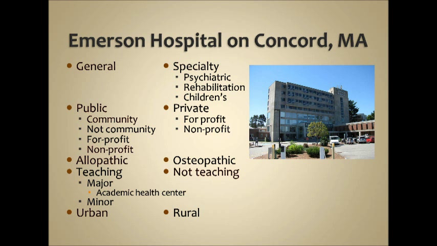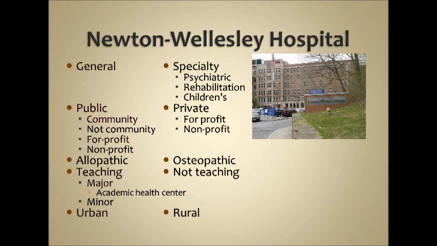Let's start with Emerson Hospital in Concord, Mass. What kind of hospital is that? Let's look at the slide. First, it's a general hospital. It's not a specialty hospital. It doesn't specialize in psychiatric or rehab or children's. Next, it's a public hospital. It's community. It's also nonprofit. For all these hospitals, I went to their webpage, and that's what I learned about what they were. It's an allopathic hospital. This is likely because there aren't many osteopathic ones. It's not a teaching hospital, and it's urban. It's considered urban. People who live in Concord might not agree with that designation because there are some semi-remote areas, but it is overshadowed by the MSA of Boston, so it's considered urban.